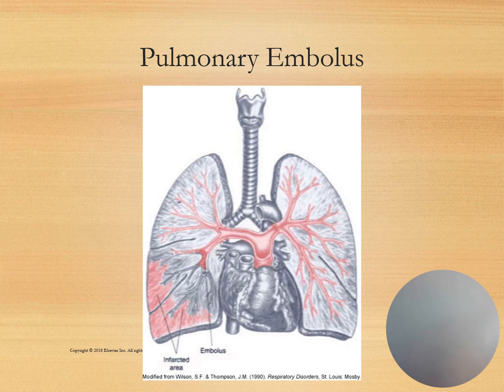A pulmonary embolism with infarction is what's being shown in this picture. The embolism is not allowing oxygen to reach certain areas of the lung, so that becomes infarcted. Basically, it's without oxygen, so the tissue begins to die.